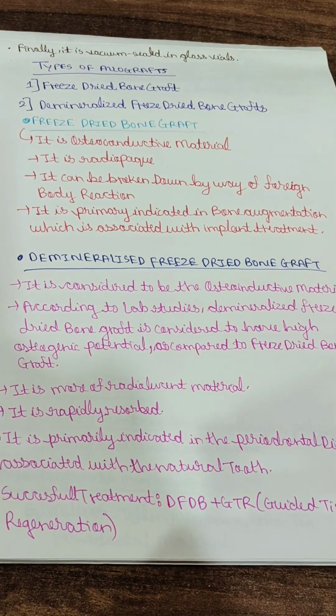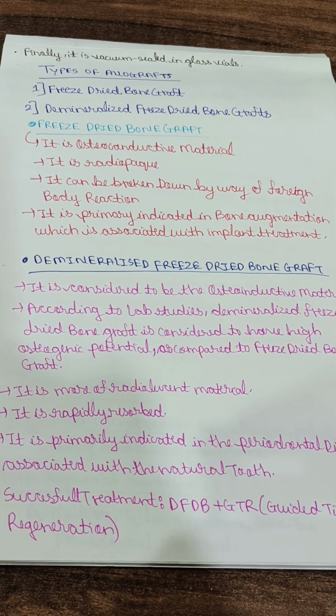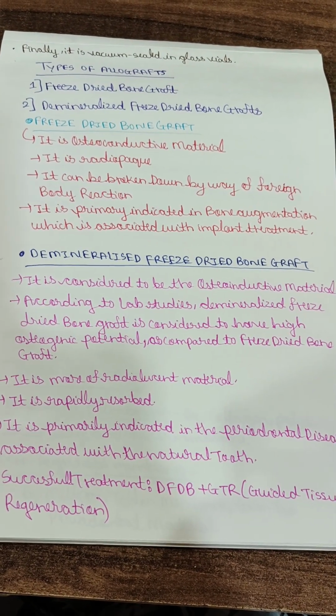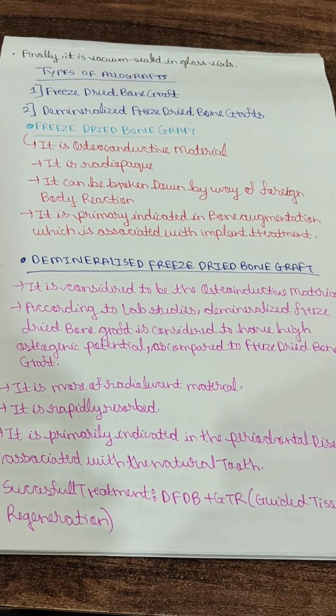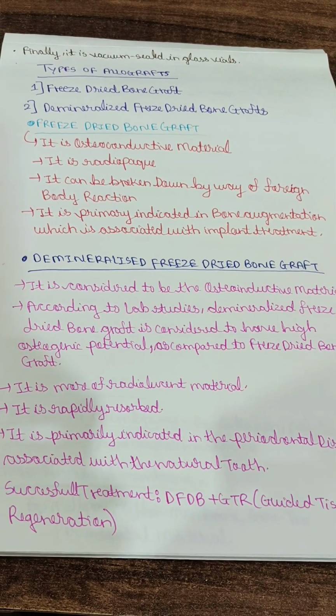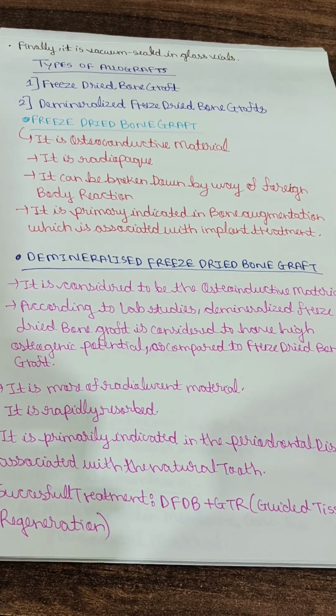What are the types of allografts? There are FDBA and DFDBA, that is freeze dried bone allograft and demineralized freeze dried bone allograft. Now let's talk about the freeze dried bone graft. It is an osteoconductive material, it is radiopaque, it can be broken down by way of foreign body reaction, and it is primarily indicated in bone augmentation associated with implant treatment.